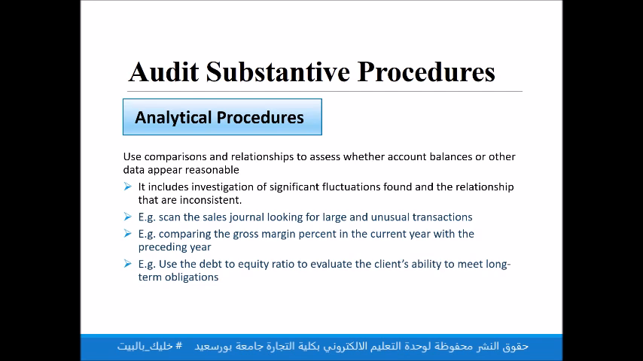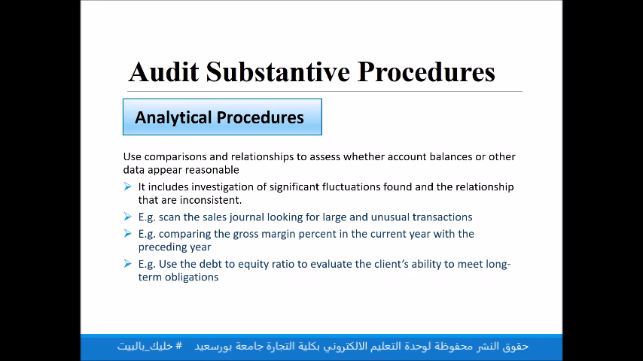Finally, the auditor can perform analytical procedures in order to accumulate evidence. Analytical procedures involve using comparisons and relationships in order to assess account balances and whether they appear reasonable. Analytical procedures include investigation of significant fluctuations and inconsistent relationships. It includes investigation of abnormal amounts, odd amounts that represent a deviation from normal or logical amounts. The auditor may, for example, scan the sales journal looking for large or unusual transactions.